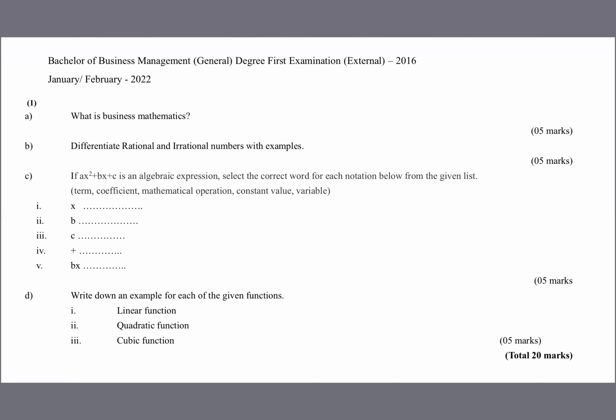You can write this way: business mathematics. It's asking what is business mathematics. Yes, business mathematics consists of mathematical concepts related to business. And you can write further, it mainly comprises profit, loss, and interest. Maths is the base of any business.